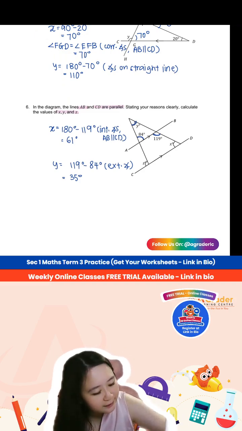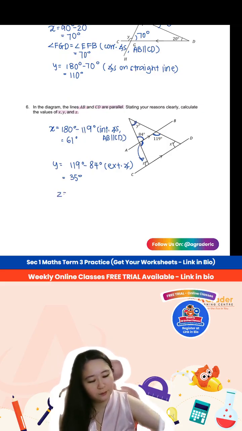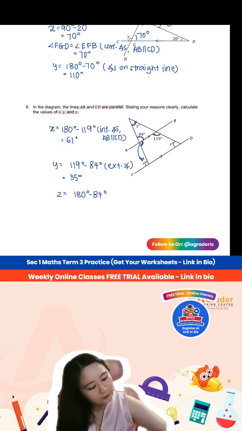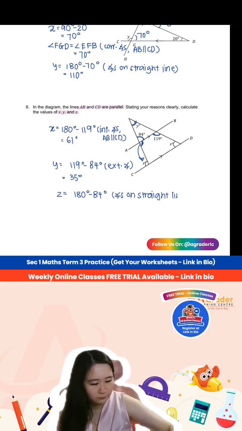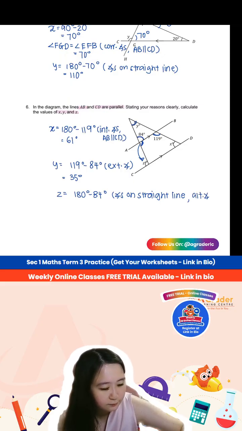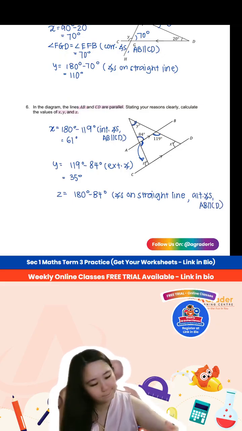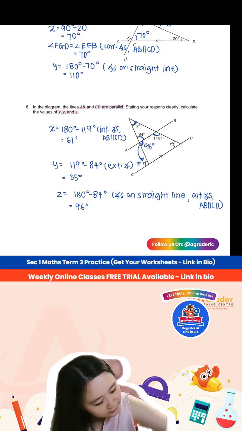So angle z, right? You can find this angle first, then you find angle z. Meaning to say you take 180 degrees minus 84 degrees using angles on a straight line, and then alternate angles, AB parallel to CD. So here is 96 degrees, which means here is also 96 degrees.